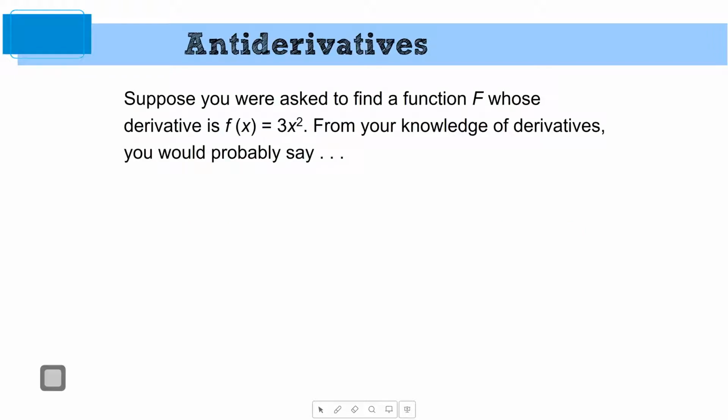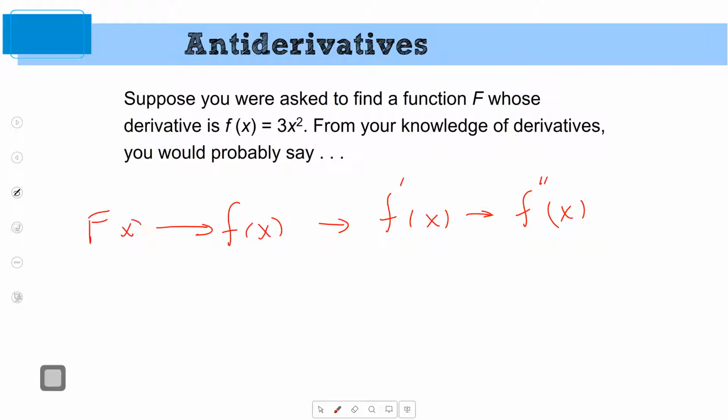Simple question. If I've got a function, f of x, and that function is 3x squared, there is some function, which we'll call capital F. So now we're introducing a new letter here, capital F. Before we do this, let's talk about that. So we've done f of x, and then if we take the derivative of f of x, we get f prime of x. And if we take the derivative of that, we get f double prime of x. That's old stuff, right? And then if we take the derivative of f double prime, we get f triple prime, et cetera. Now we're going backwards and introducing a new letter, which is capital F of x.